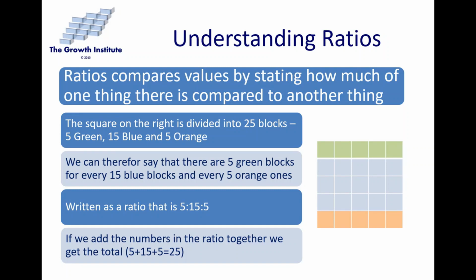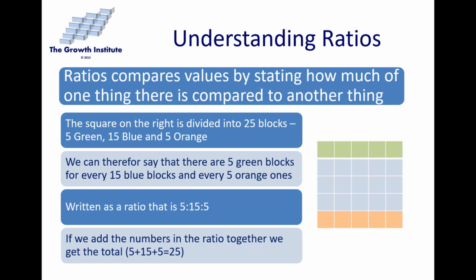So ratios compare values by stating how much of one thing there is compared to another thing. Once again, I've given you a block. In this little block, you have 5 green blocks, 15 blue blocks, and another 5 green blocks. Or you can see it as a green row, a blue row, and an orange row.